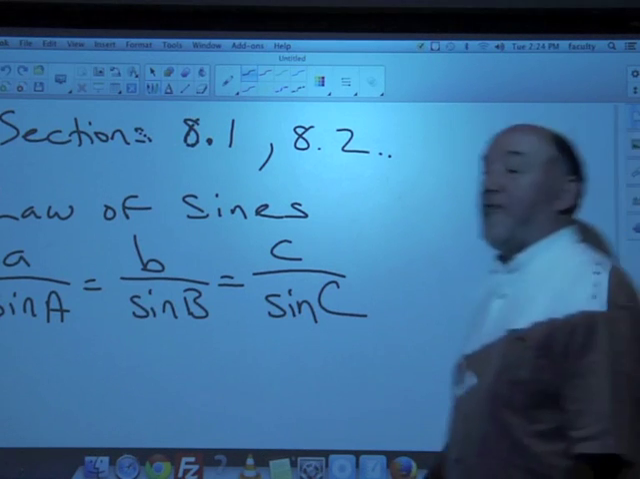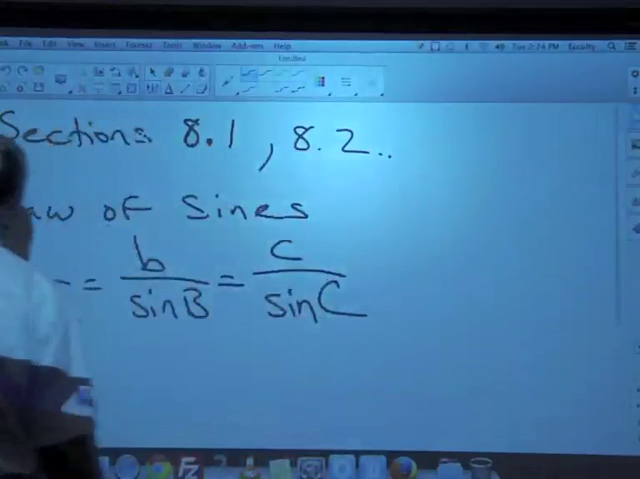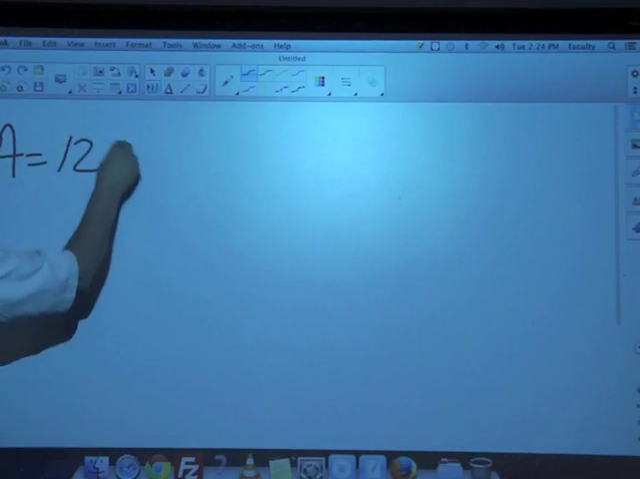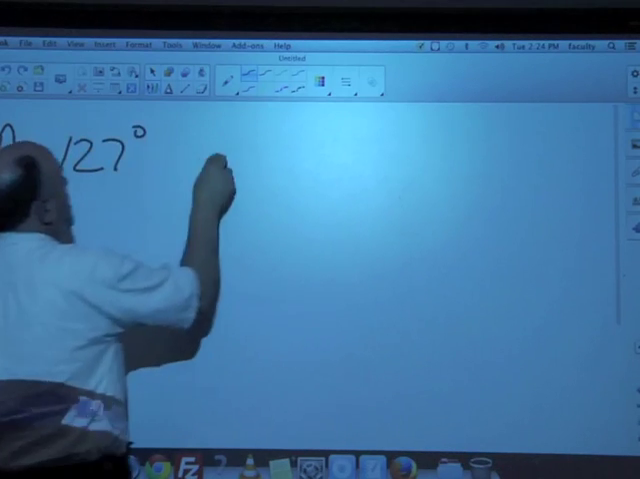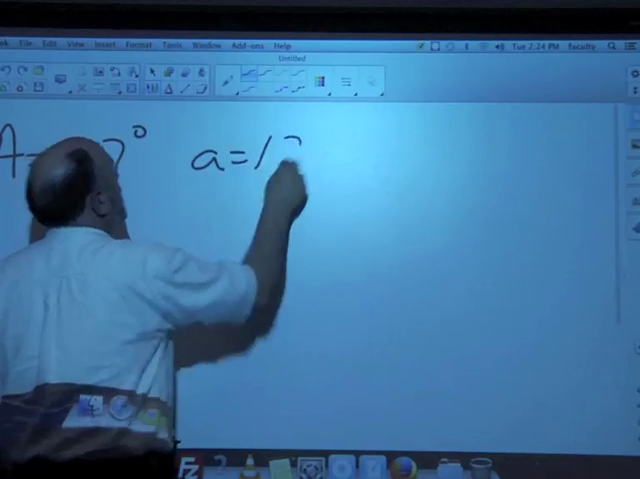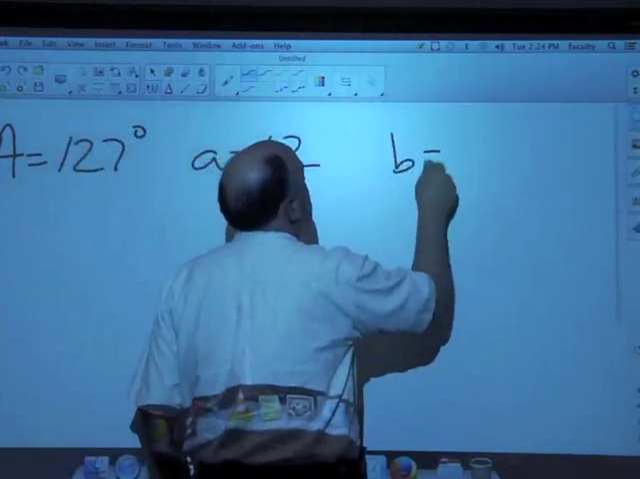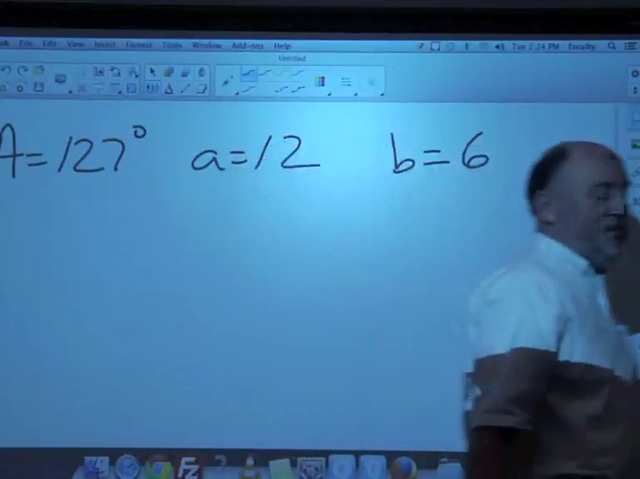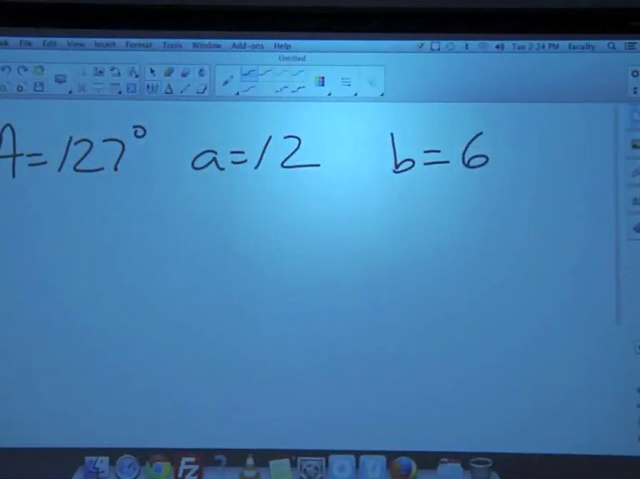So, for example, given that angle A is 127 degrees, side a is 12, side b is 6, I want to know what is the measurement of angles B and C and the measurement of side c.